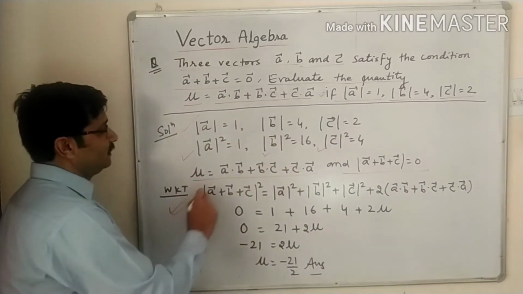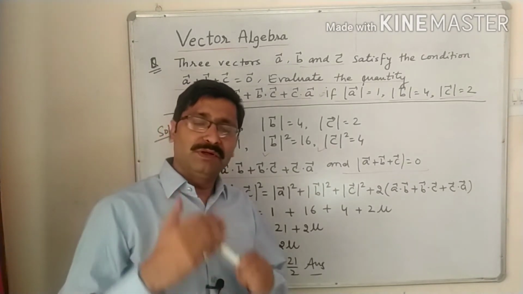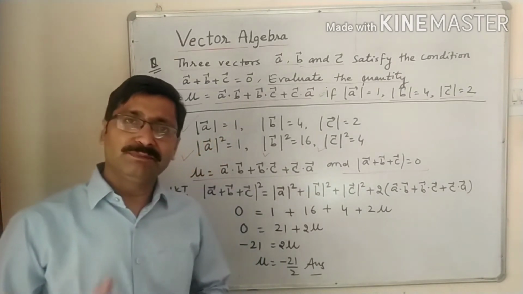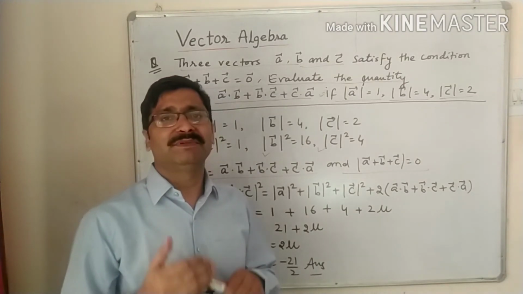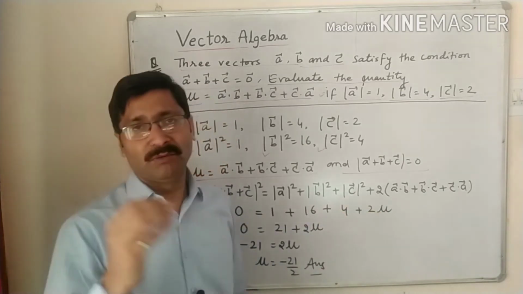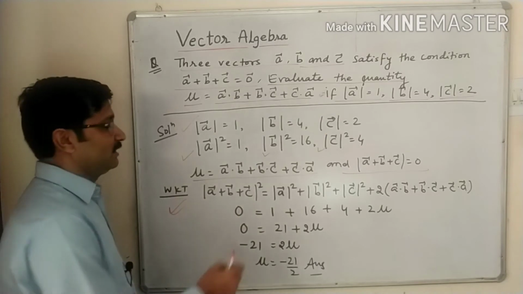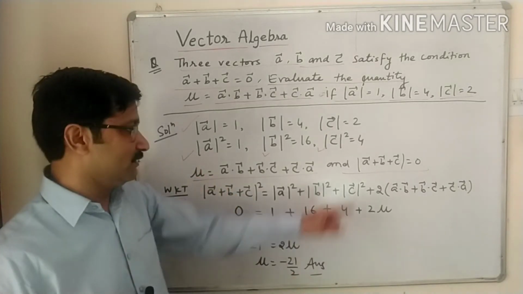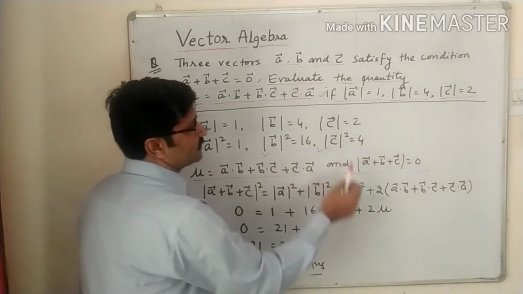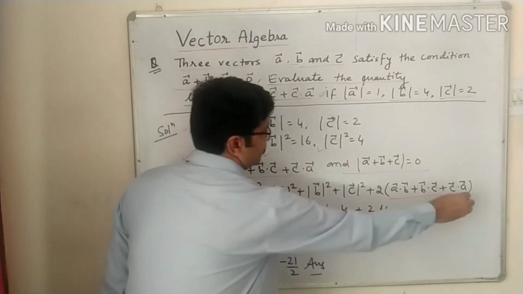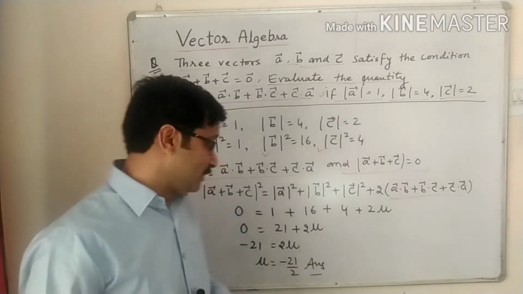We know this formula, that modulus of a plus b plus c squared is equal to modulus of a squared plus modulus of b squared plus modulus of c squared plus 2 times the bracket a dot b plus b dot c plus c dot a. I take 2 common here. Now modulus of a plus b plus c squared will be 0 because it is already given, and modulus of a squared is 1, modulus of b squared is 16, modulus of c squared is 4, and in place of a dot b plus b dot c plus c dot a you will put mu, because mu is given.